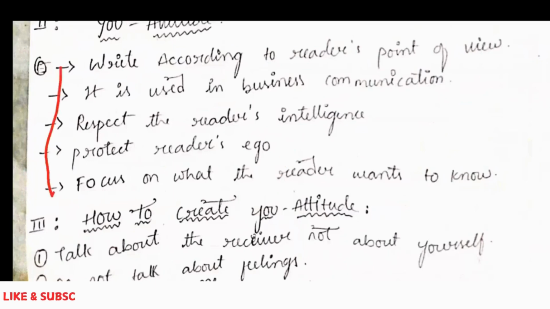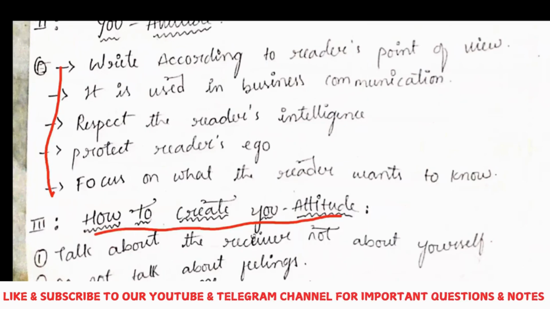Right, ma? And next one, how to create you-attitude. Here we mentioned some points to you. Talk about the receivers, not about yourself. What you are writing, who is the receiver here? The reader only. You have to write, and don't talk about yourself. You have to mention the receiver's point of view. Don't talk about feelings. Yes, don't write in that you-attitude.